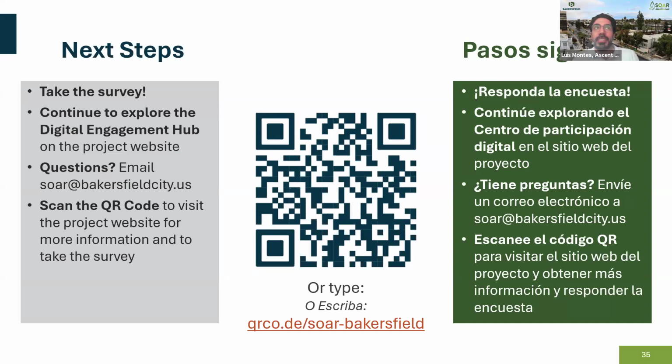We also have a digital engagement hub on the project website. And this is where the map activity that Andrew was talking about is located. This is where, as was mentioned, you can get specific and tell us specific locations that you'd like to see improvements or maybe opportunities that were discussed here. You can be even more specific on the map activity, which is located on the Digital Engagement Hub.